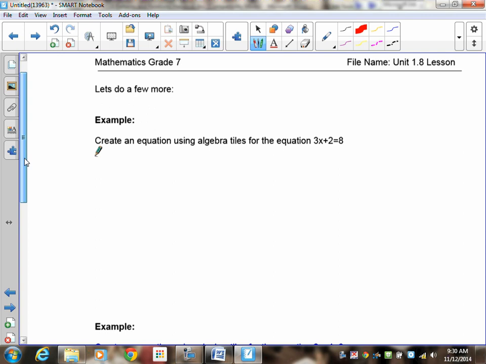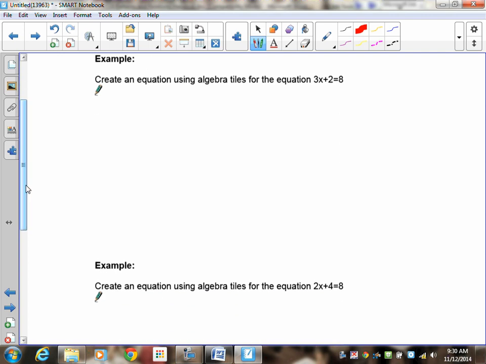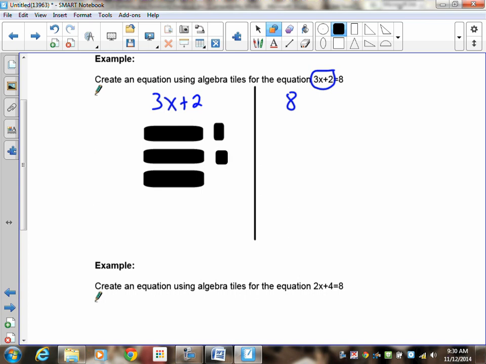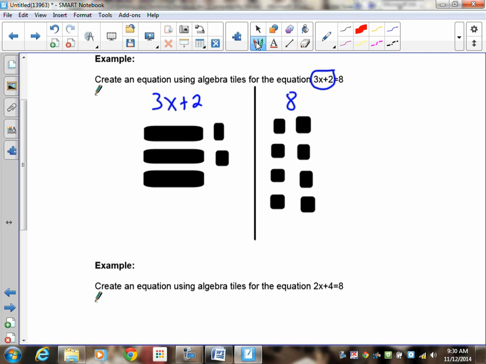So let's do another one. Again, we have to create an equal sign, so grab a line down the middle of your page, and that's going to represent the equal sign. The left side, I'm going to be creating the 3x plus 2, so over here I have to create 3x plus 2, and over here I have to create 8. So I'm going to my tiles, 3x's, just like we did before. There's 1x, there's 2x, there's 3x, and now I have to create the 2. There's my 2. On the right side, I have to create 8. 1, 2, 3, 4, 5, 6, 7, and 8. So there is 3x plus 2 is equal to 8.